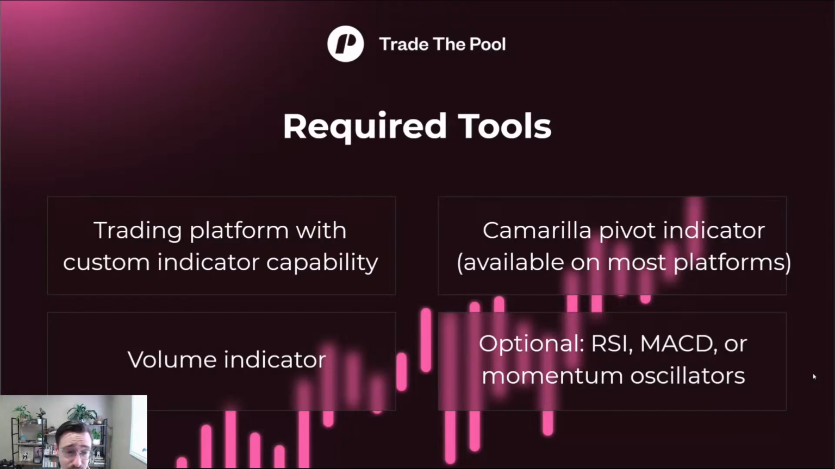The Camarilla pivot indicator I use is actually called Camarilla Pivots Extended, I believe. Let me double check on the name. It is called Expanded Camarilla Levels, and it's by a really good trader. He's a friend, so yeah, he has a great indicator.